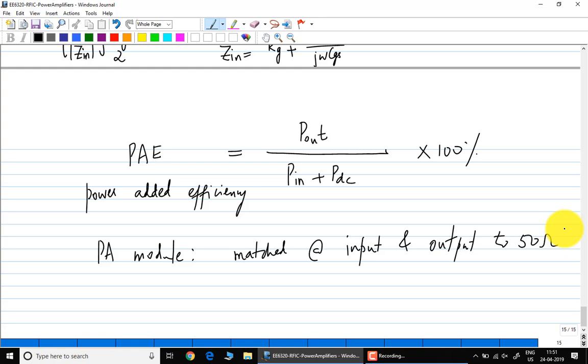If you build the CMOS PA as an integrated module, you don't need to match the input, but very often you need to match the output. Okay, let's quickly see for this case. And by the way, the minute you match the input and output to 50 ohms, PAE does matter. I hope you see that.